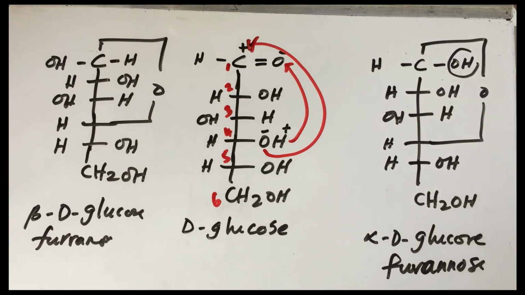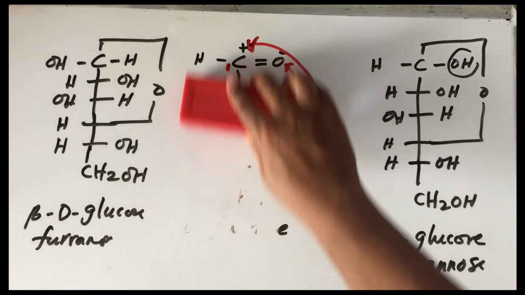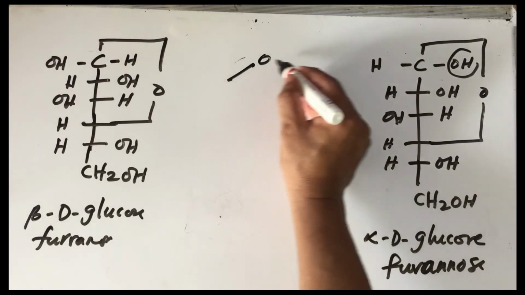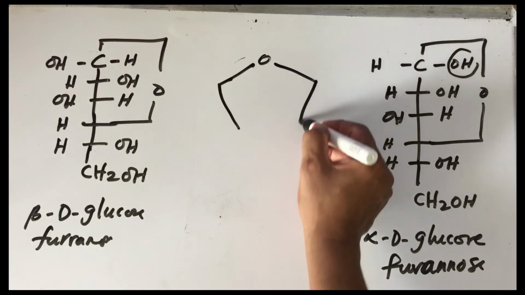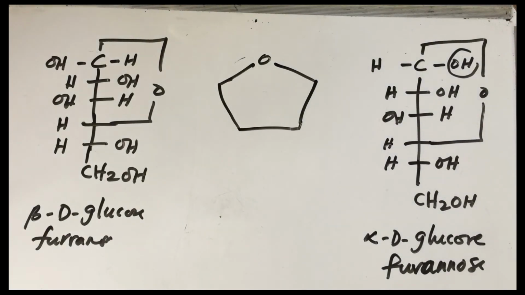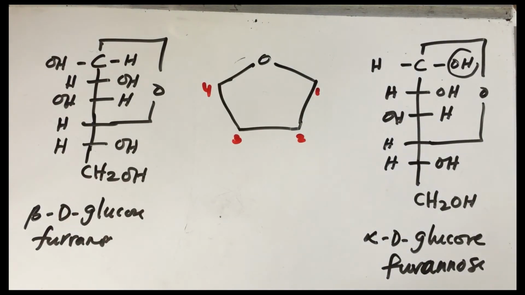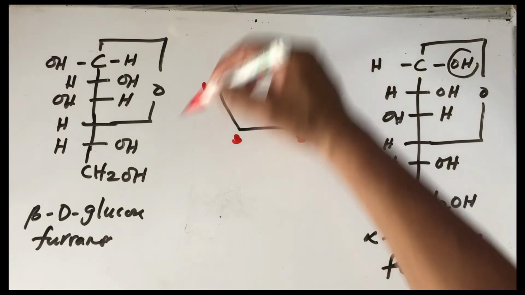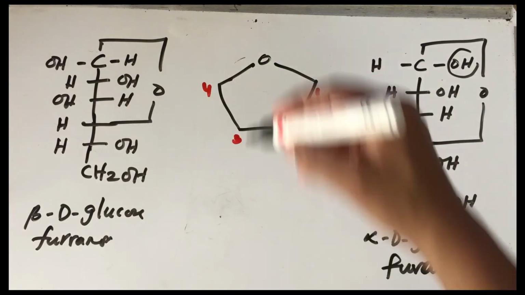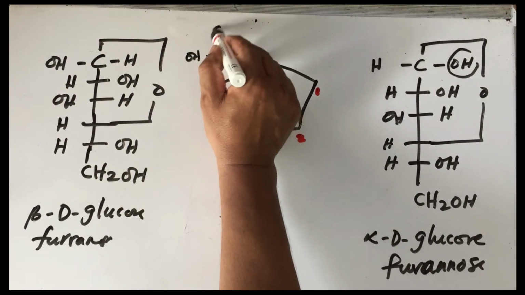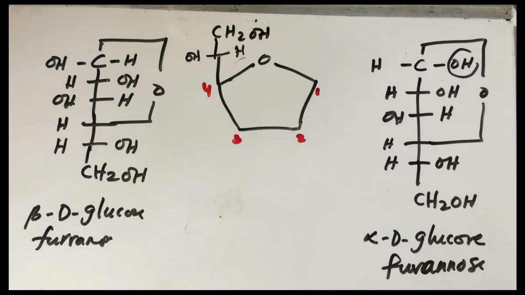Now let us learn to write the ring structure of each of these. We will rub out this center portion and write the ring structure. What is most important is we begin with this oxygen. So a furanose ring structure is drawn. In this furanose ring structure, remember this is carbon number 1, this is 2, this is 3, this is 4. And for the 5th and the 6th carbon atom, let us represent them: it is H, OH and CH2OH. The 5th and the 6th are written.